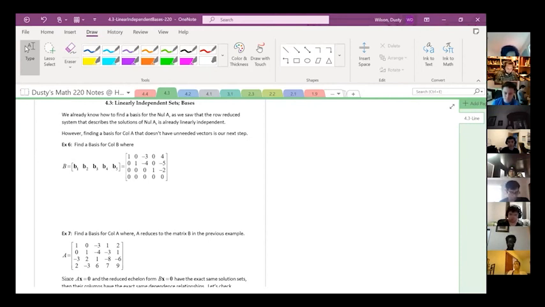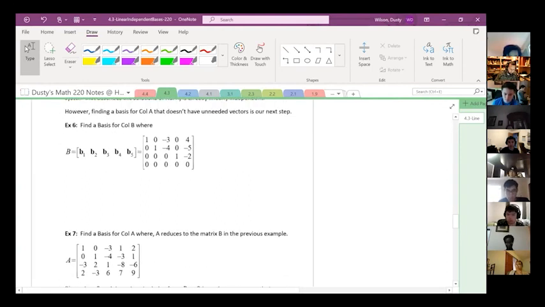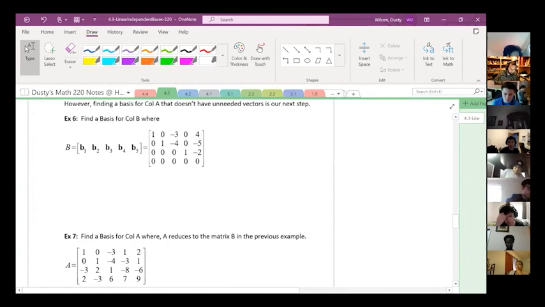We already know how to find a basis for the null space of A, as we saw that the row-reduced system that describes the solutions of null A is already linearly independent. However, finding a basis for the column space that doesn't have unneeded vectors is our next step. So we want to find a basis for the column space.